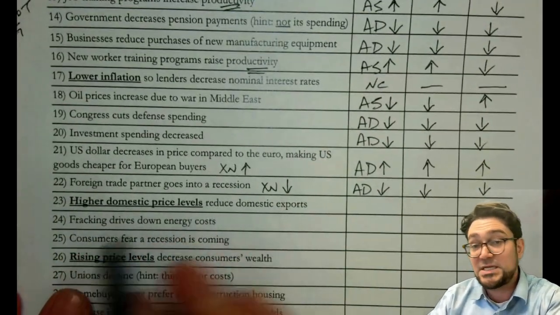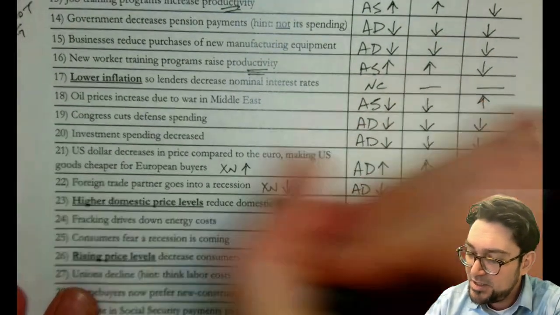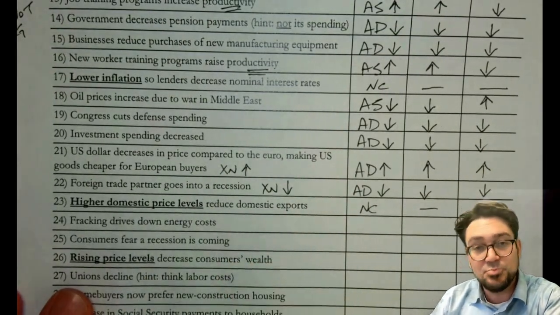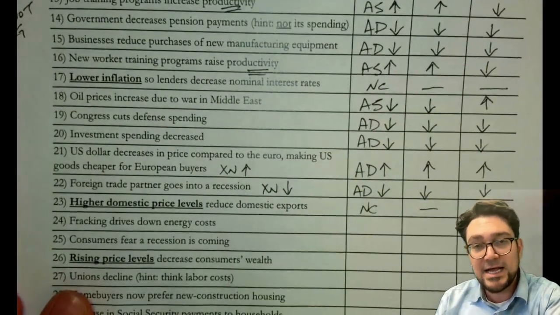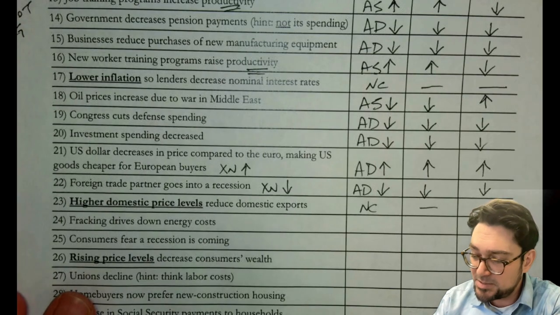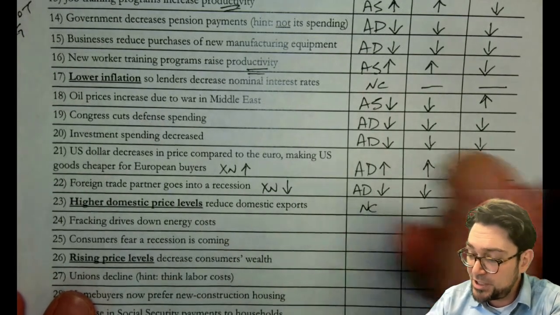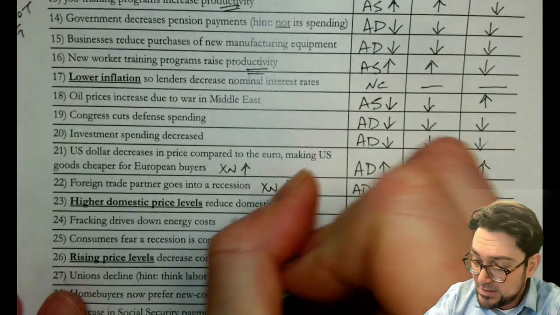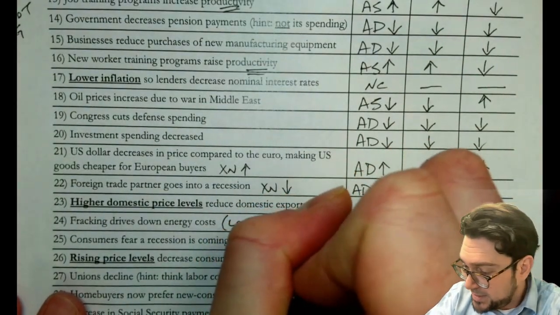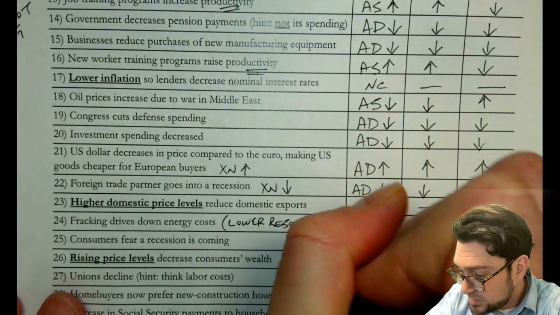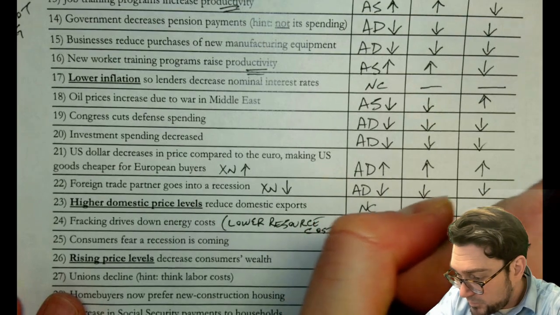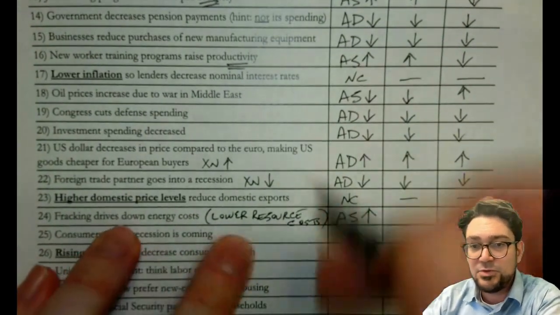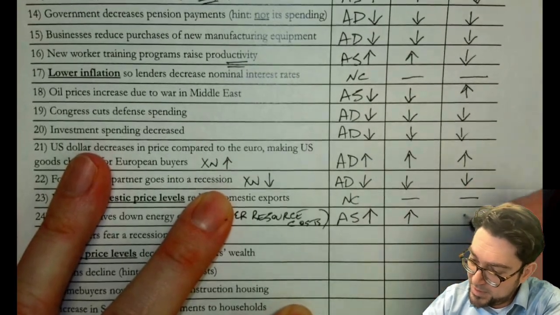Higher domestic price levels. Again, bolded and underlined for a reason here. Price levels don't shift the curve. No change, doesn't affect it. Price levels are built into the model, so they aren't going to actually cause shifts of aggregate demand or aggregate supply. Fracking drives down energy costs. This is a resource cost, so it's going to increase our aggregate supply, right? Lower resource costs. I'm going to write that here because it can be a little tricky. Lower resource costs. And that's usually the one that trips people because the lower cost is making aggregate supply go up. With more aggregate supply, you have more output and lower prices.